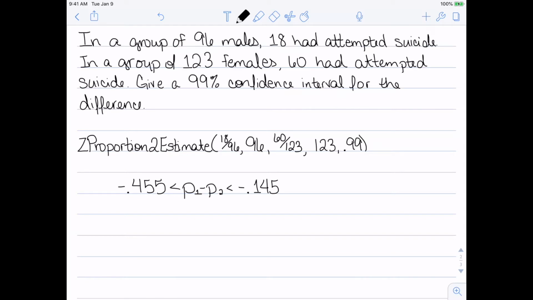So this tells us there's a 99% chance that in this particular population, the females did attempt suicide more often, in particular because both of these numbers are negative. So this true difference would be negative, which should indicate that the second number is bigger.